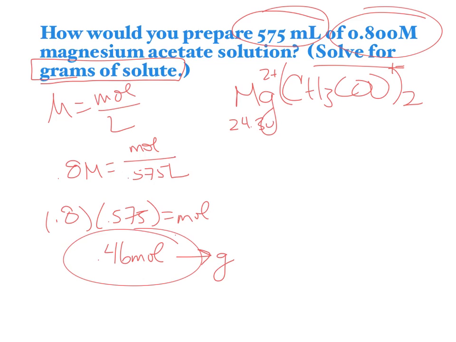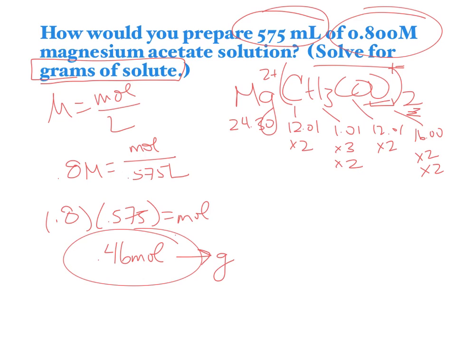Magnesium is 24.30. Carbon is 12.01 times 2 because of the 2 at the end there. This is 1.01 times 3 times 2, because we've got 3 hydrogens times 2 on the outside. We've got another carbon, 12.01 times 2, and then we've got 2 oxygens. I'm going to lump those together, 16.00 times 2, and again times 2. There's 2 of them here, and then we've got the 2 on the outside. So our total molar mass by the time you are completely done is a relatively large number, 142.34 grams per mole by the time you add everything up.